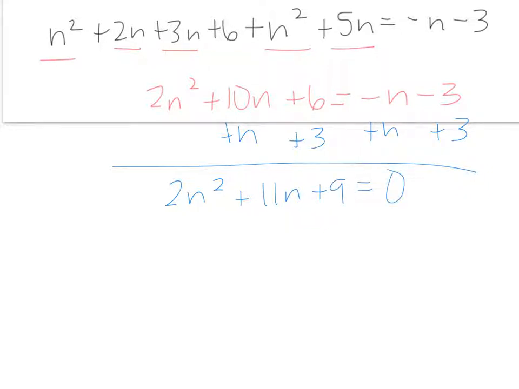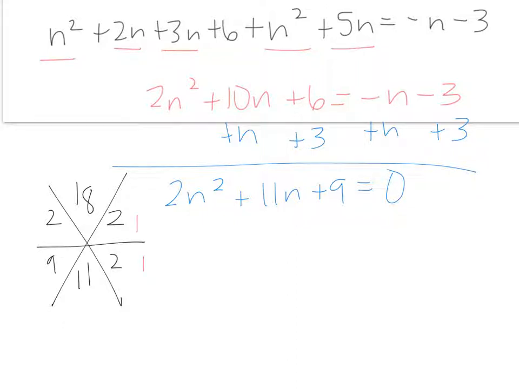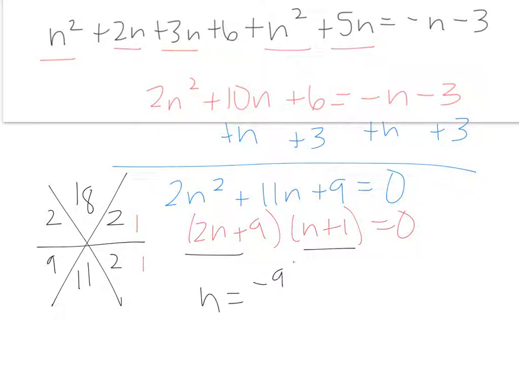I'm going to use the snowflake method to find factors of 18 that when added together give me 11. And that would be 9 and 2. And I could simplify this over here to 1 and 1. So I get 2n plus 9 and n plus 1 equals 0. So set the two factors equal to 0. So I end up getting n equals negative 9 halves as well as negative 1.